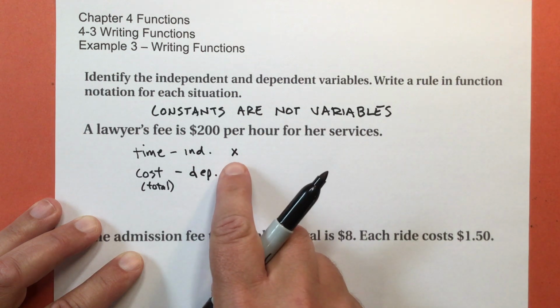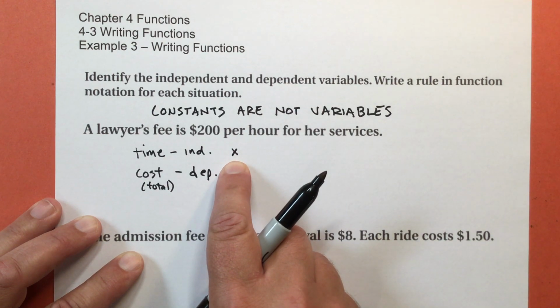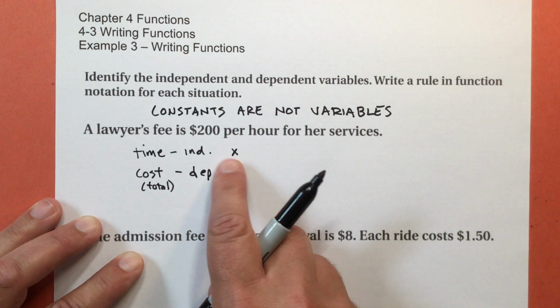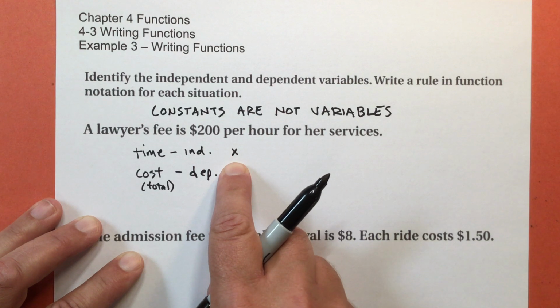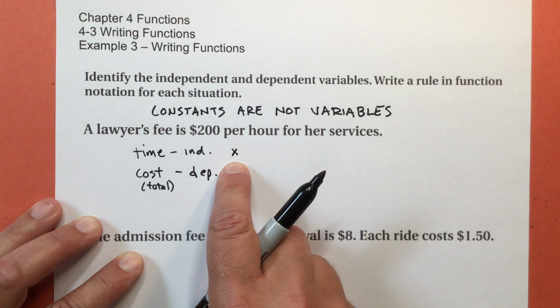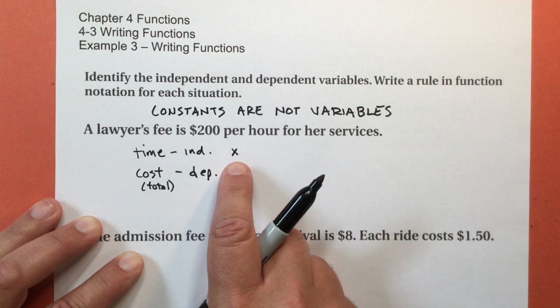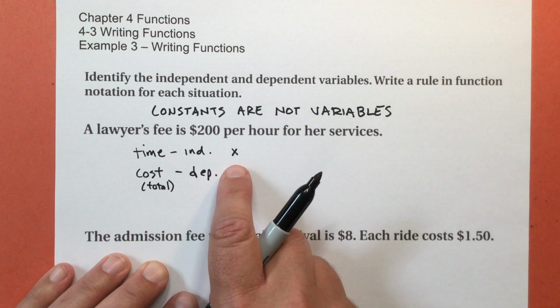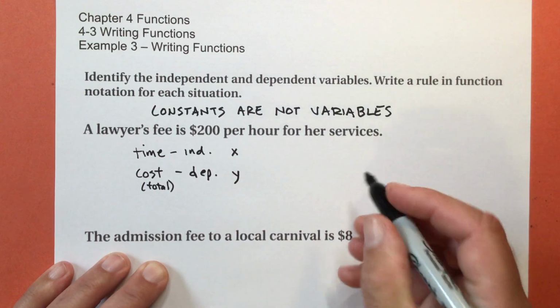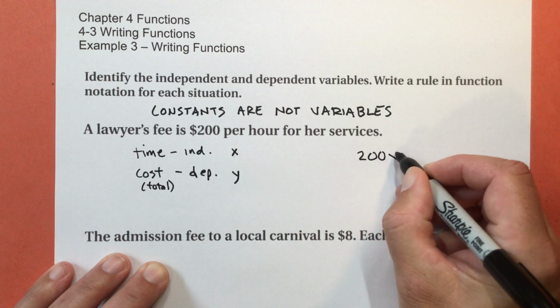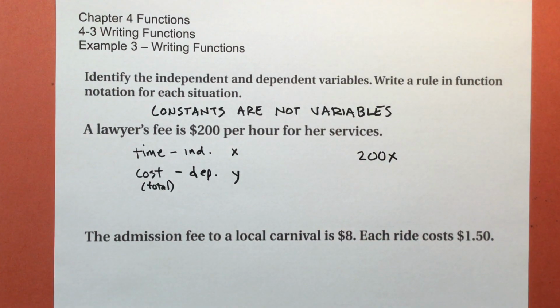So after working 1 hour, it's going to cost the client 200 times 1. After working 2 hours, it's 200 times 2, $400. After working 3 hours, it's going to be 200 times 3, which would be $600. So what's my relationship? Combining what we did in the first video with the second video, it seems like my relationship is I'm going to take 200 and I'm going to multiply that by the number of hours that the lawyer works.